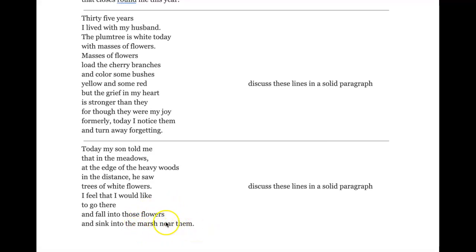So this line suggests that maybe she's referencing suicide here. Maybe she has this feeling that she does not want to live anymore. And so that should impact what we say our overall meaning is for this poem.